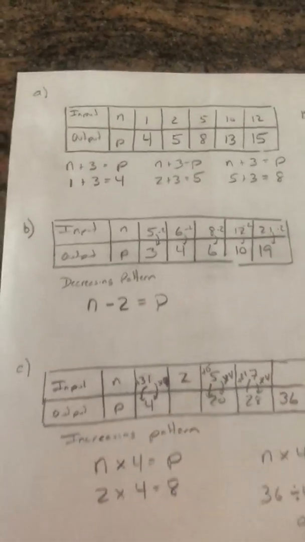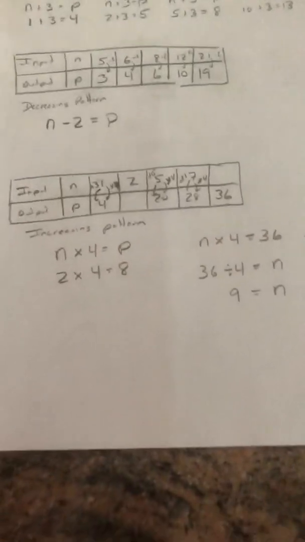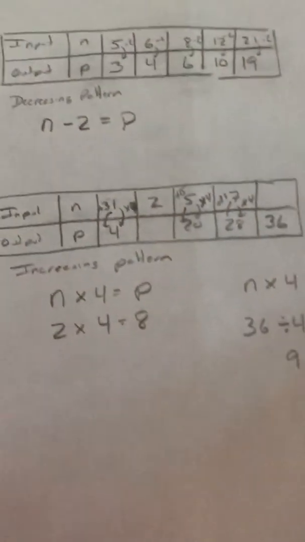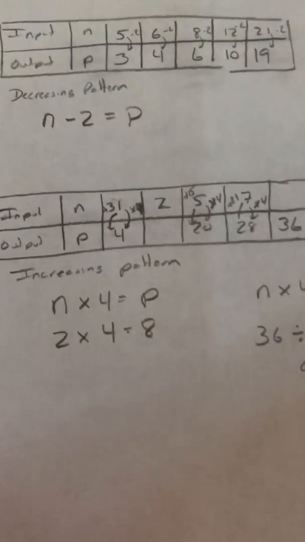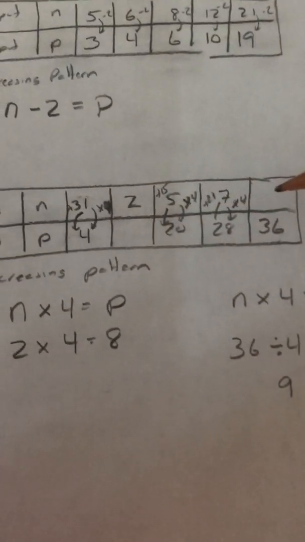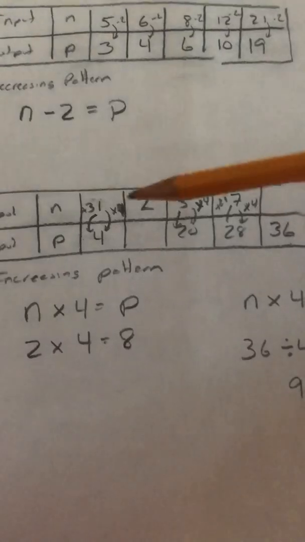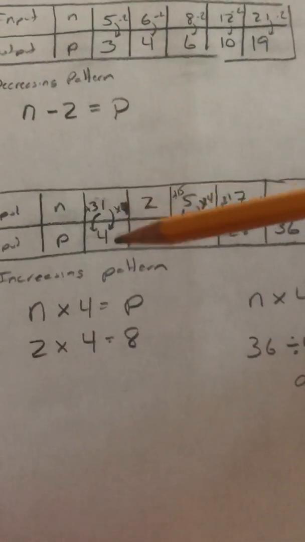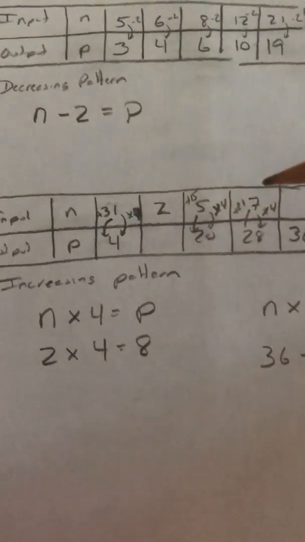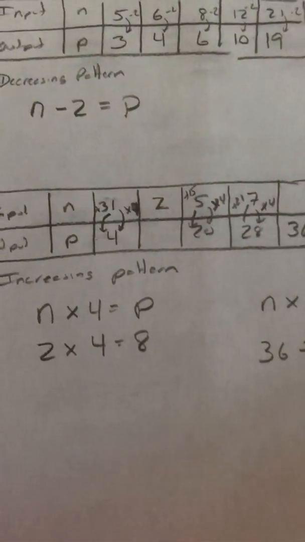Now, when we get to part C, it gets a little trickier. So we have an input-output table, and we've got to figure out what the rule of it is in order to fill out the missing pieces. So in order to figure out the rule, again, I'm going to look at the ones that are given. So in this case, I'm going to look at the 1 and the 4, the 5 and the 20, and the 7 and the 28.